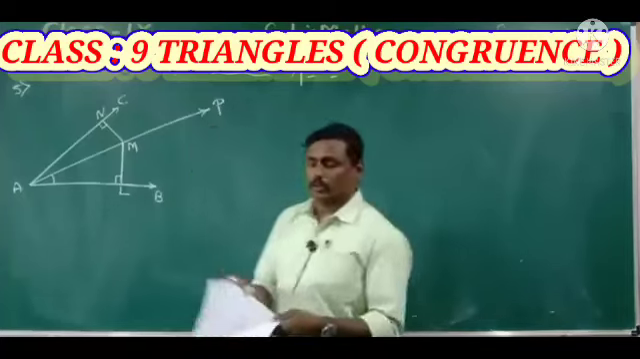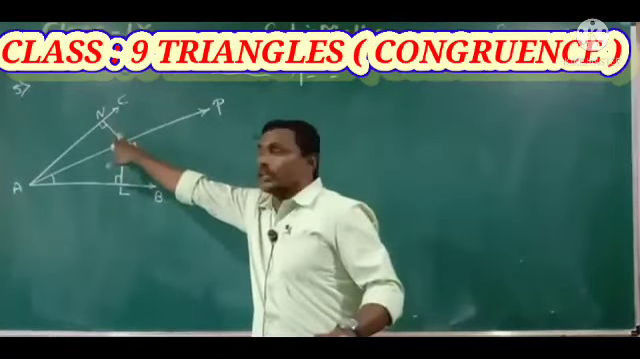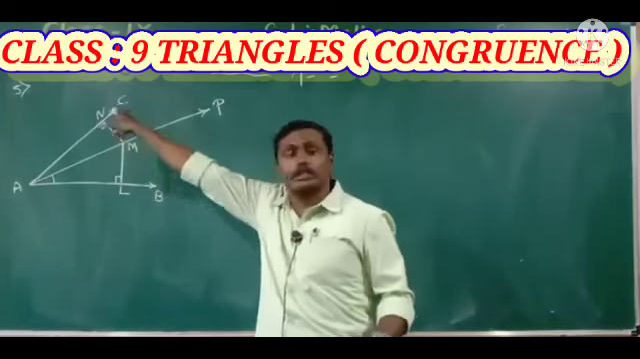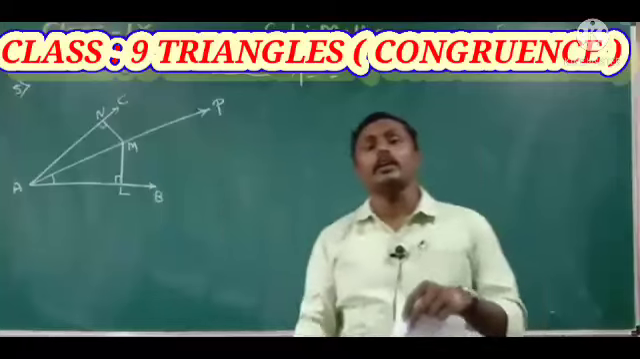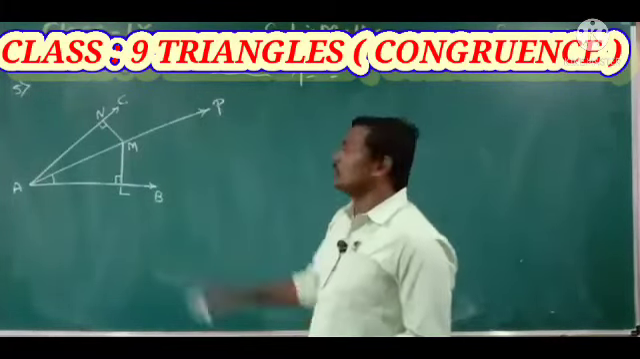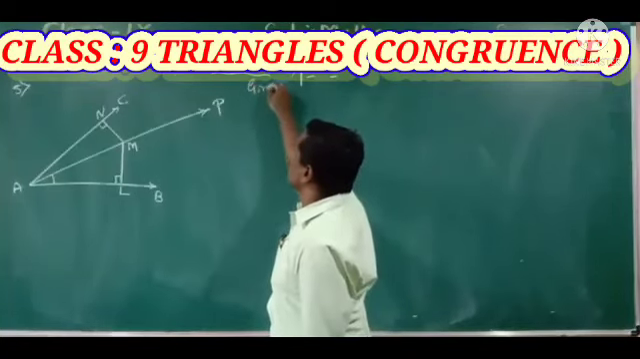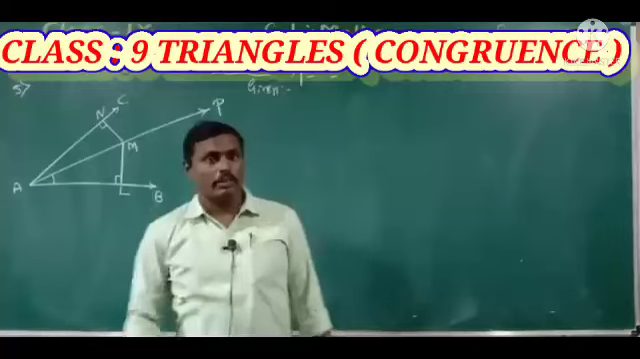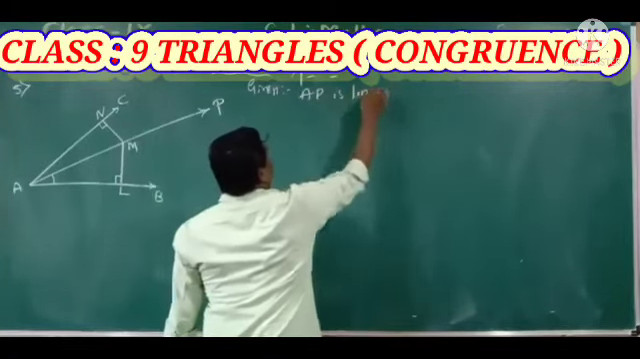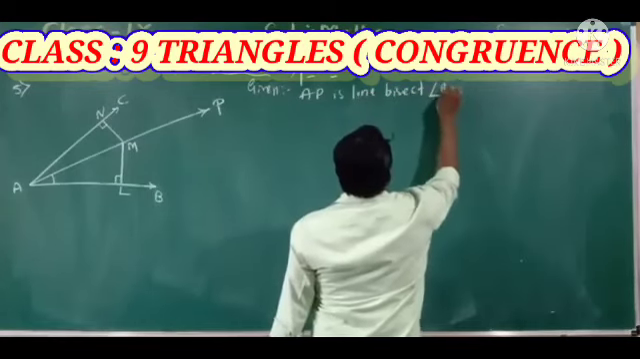So what do you have to prove here? What you need to prove? The perpendicular lines drawn from point M to the sides AB and AC are equal. It means you need to prove that MN is equal to ML. So first write the given things. What are the given data here? AP is a line which bisects the angle BAC.